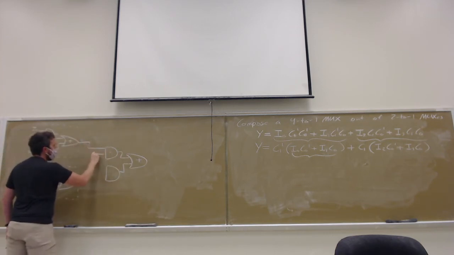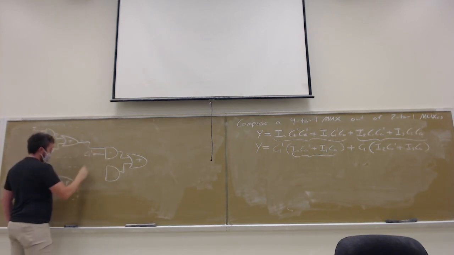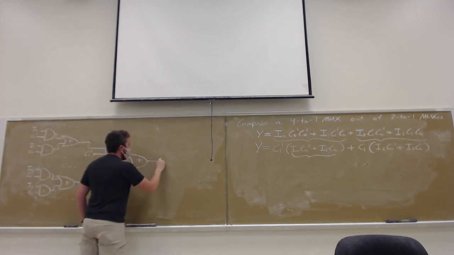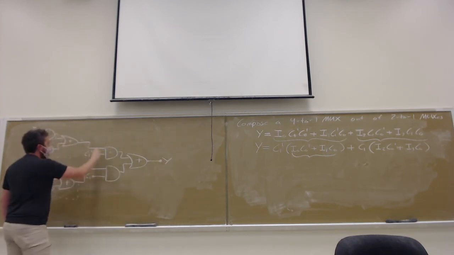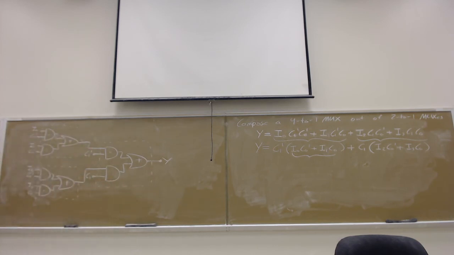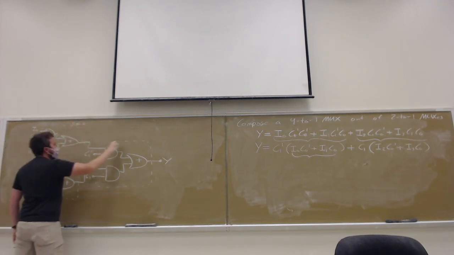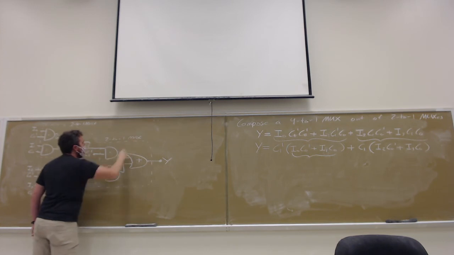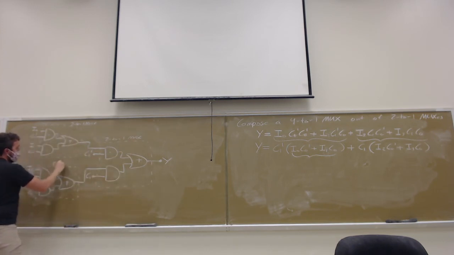So that first one will come with, what was it, C1 prime. And that second one will come with just C1. And there's our output, Y. And there's our third 2-to-1 mux. So in this case, we were able to build a big 4-to-1 mux with just 2-to-1 muxes.